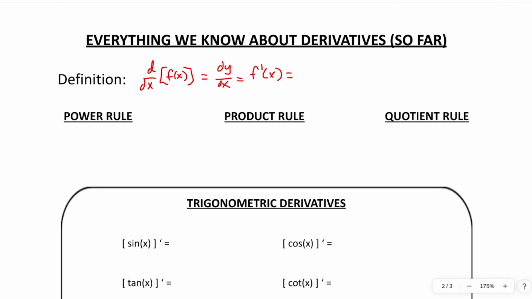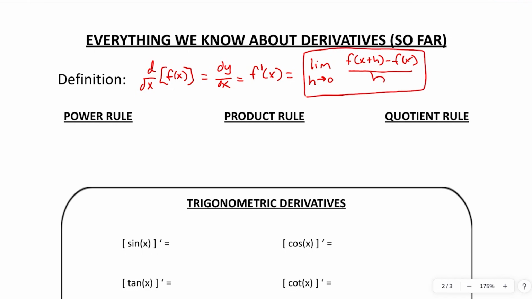And what it equals is that limit. The limit as h approaches 0 of f of x plus h minus f of x, all over h. This is really it right here. That's what the derivative is. And you can always find derivatives the long way by doing the algebra with that.